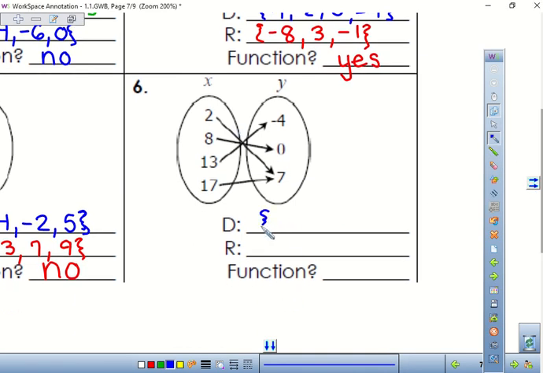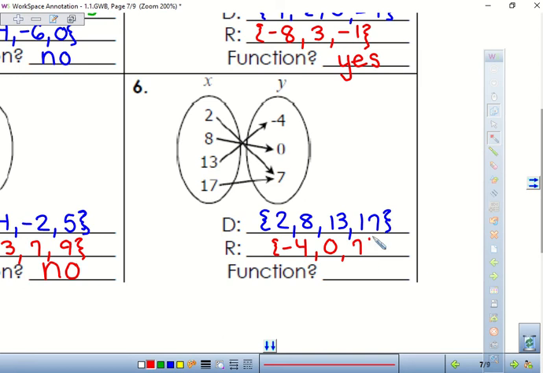What's the domain here? 2, 13, 17. Good. And what is the range? Good. Now, is this one a function? Yes. It's okay for the domain to be bigger. It's just not okay for the range to be bigger. Okay? And it's okay for two different people to go to the same destination. Just one person can't go to two different ones. Does that make sense? You see the difference between that and the one prior. All right?